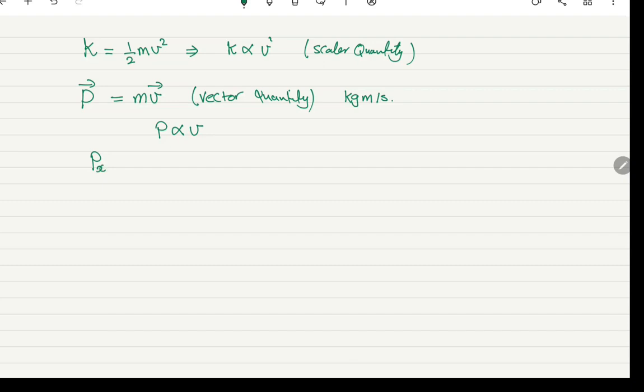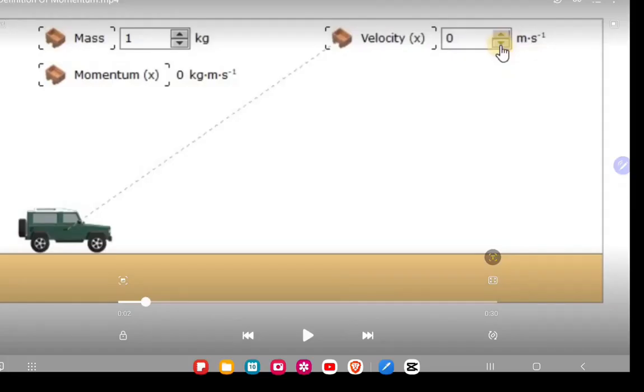It's px, mvx, py, it has to be vectors, mvy, and pz equal to mvz. In this model, we can see here a car with mass 1 kilogram and the velocity equal to 0. The linear momentum for this car is equal to 0.